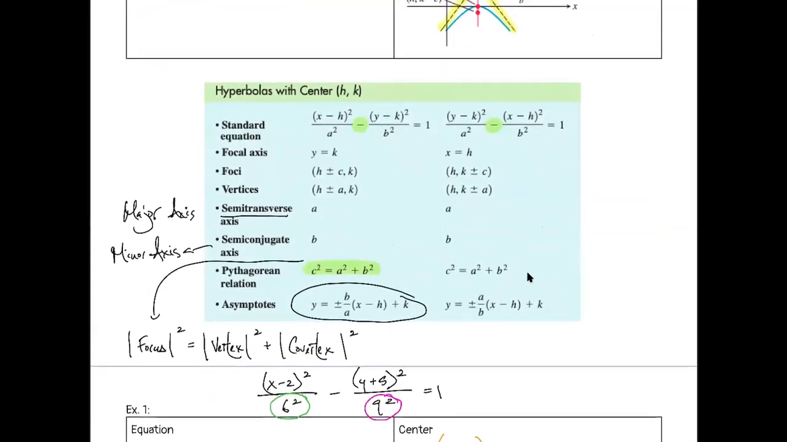But either way, we wanted to make sure that we knew that the Pythagorean relation was different. So we were looking at the focus being on one side all by itself, like that distance to the focus squared all by itself. And that was going to equal the distance to the vertex squared plus the distance to the co-vertex squared. And then finally, we talked about how to write equations for the asymptotes, that as long as we knew our center, h comma k, we could count our rise over run on the graph and put that in for the slope, or we could use b over a, okay?